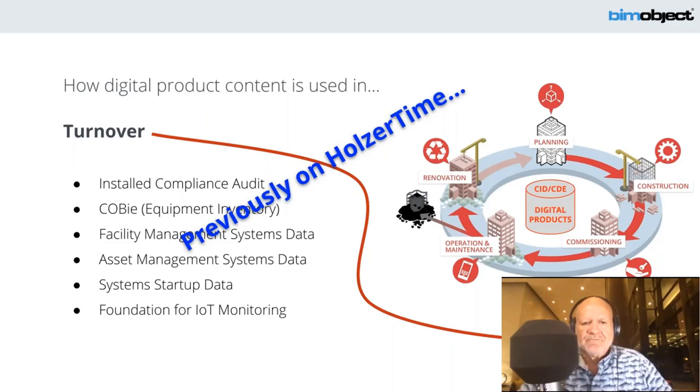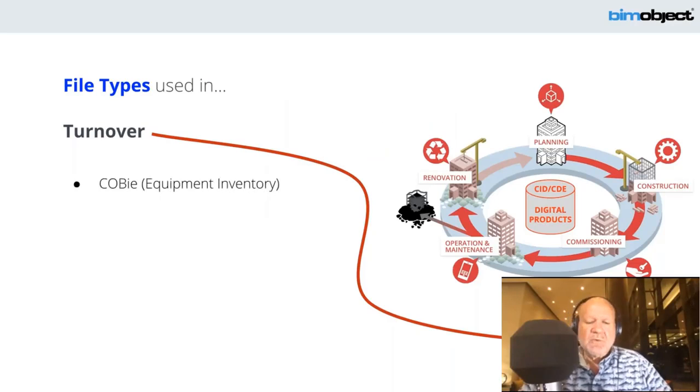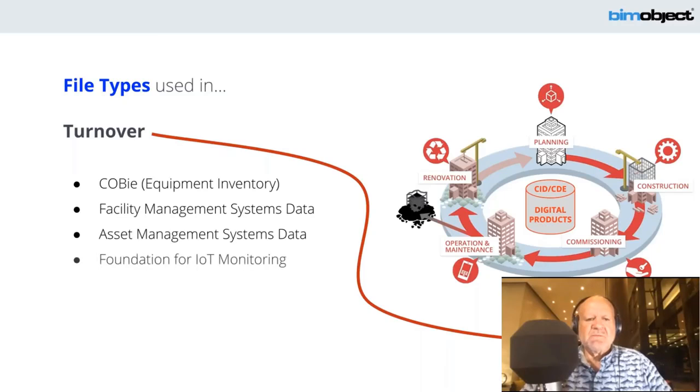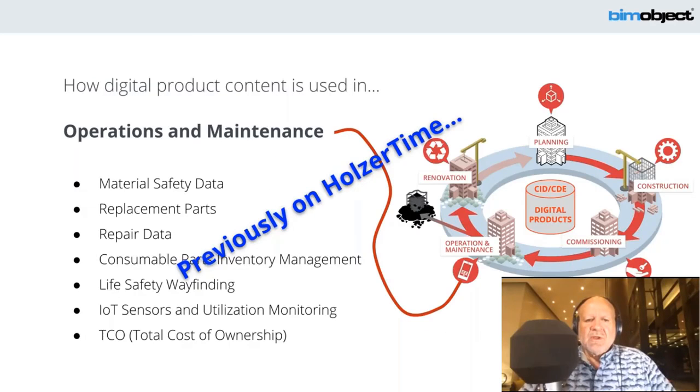Turnover. The file types used there, COBie. That's a subset of IFC. There's a lot of different information exchange formats in that. Facility management systems data. So there's numerous facility management systems, Archibus and others, that consume not just the model content, but a lot of the parameters that are tied to that content. Same with asset management, operations and maintenance.